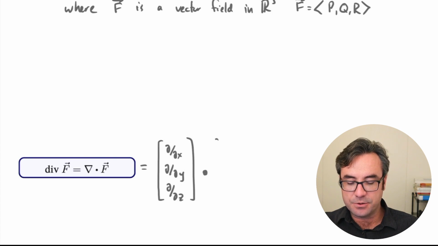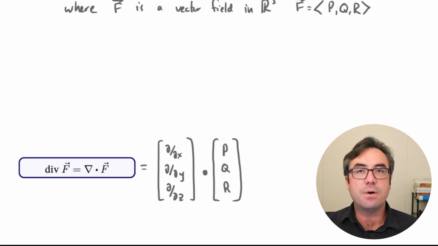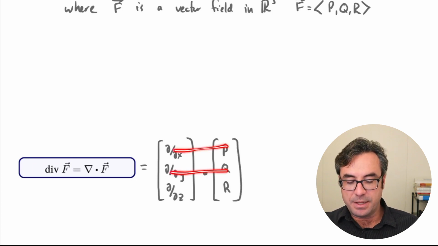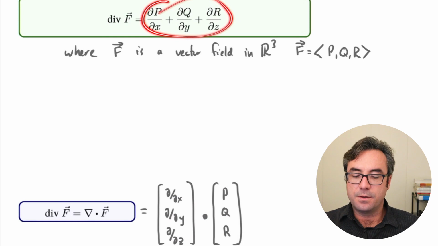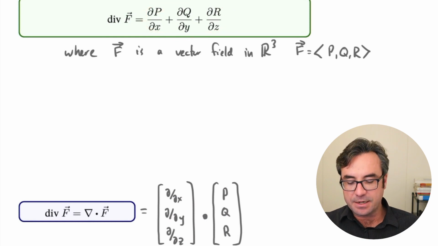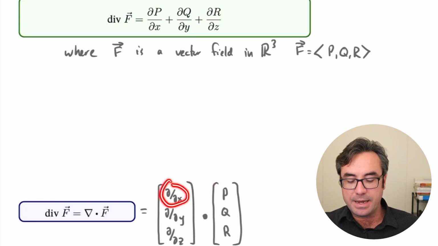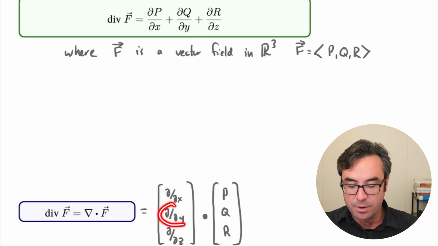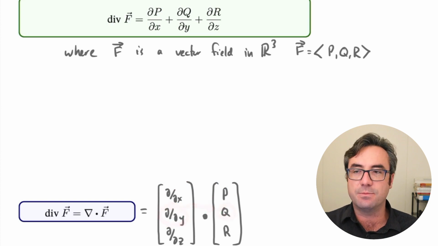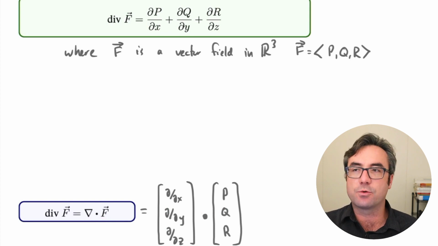And then we do the dot product with our vector field. So our vector field F had components P, Q, and R. And when we do the dot product, we just multiply across and then add up the results. And that's where this formula is coming from. Now, technically, we're not actually multiplying this with P. What we're doing is we're applying the partial derivative with respect to x to that first component, and then we're applying the partial derivative with respect to y to that second component function. So this is mostly a notational way to remember the formula for divergence, similar to what we did with curl.